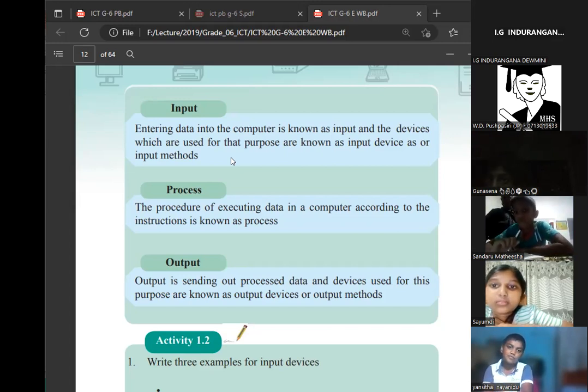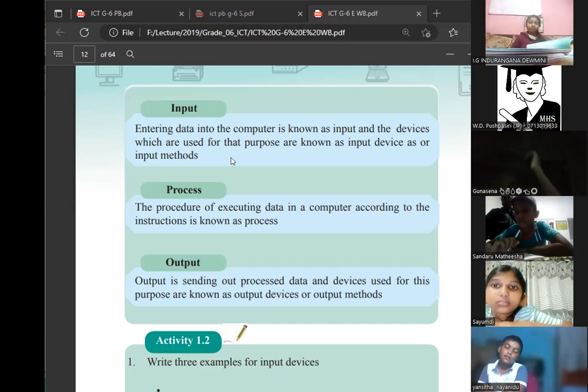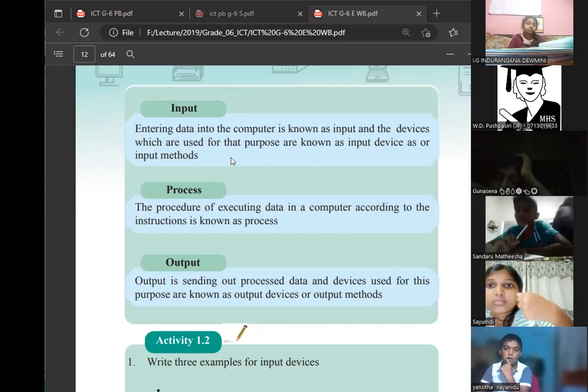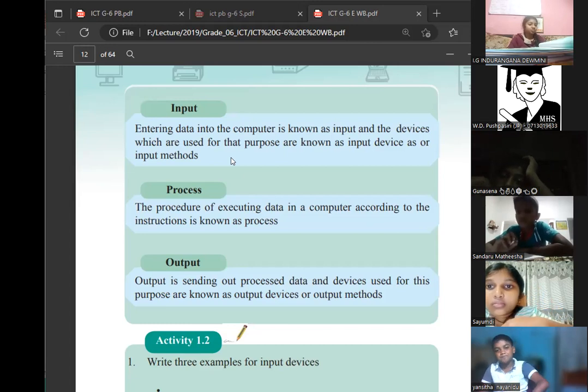So what is output? Output is sending out processed data. Look here: processed data. Output is information; in short, the data we have processed is known as output. Data, information, right, output data.